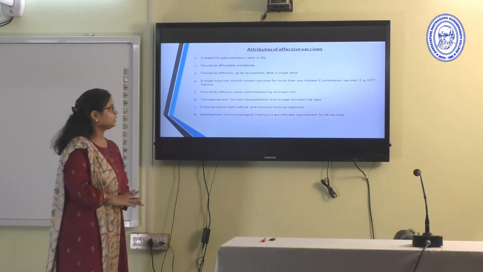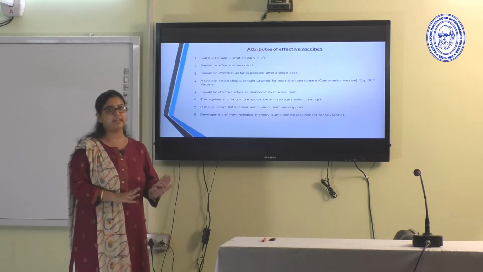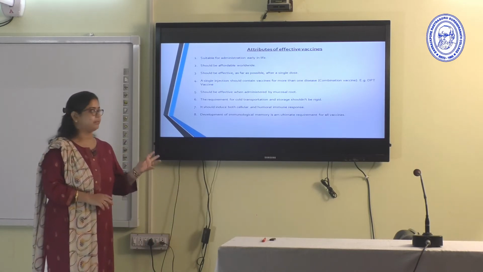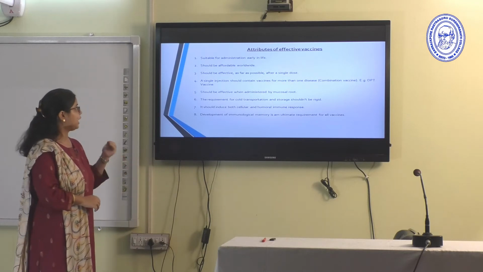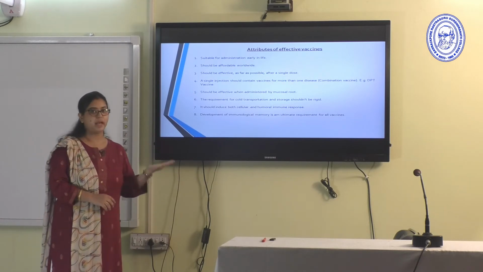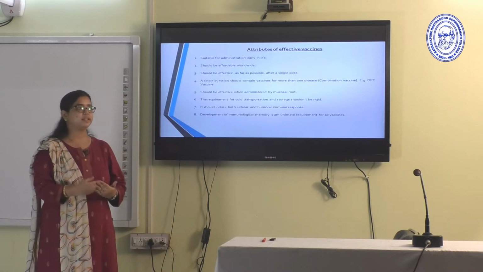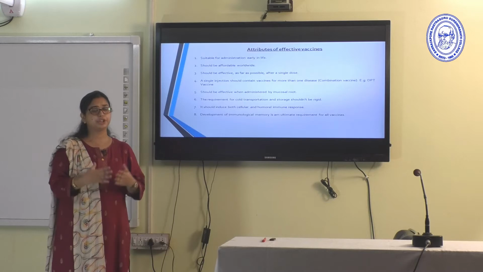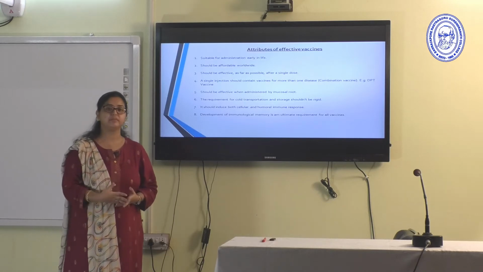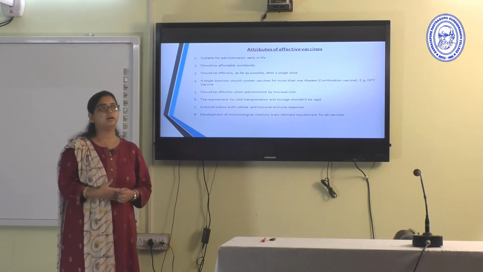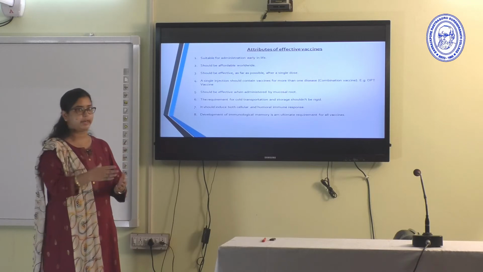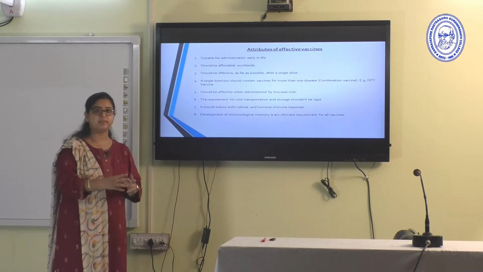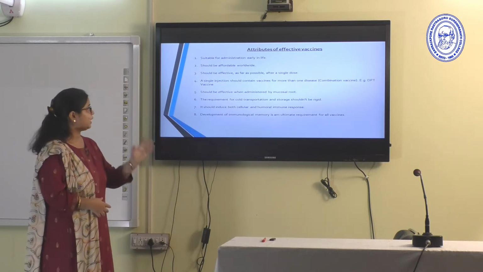So let's come to the important attributes of an effective vaccine. In order to qualify as an effective vaccine, it should be suitable for administration early in life. As we have seen, just as the baby is born, we are given a schedule of doses of different vaccines, like polio vaccine and DPT vaccine. So there is a schedule of vaccines given at an early stage of life, whether the vaccine is qualifying. So that is one attribute.